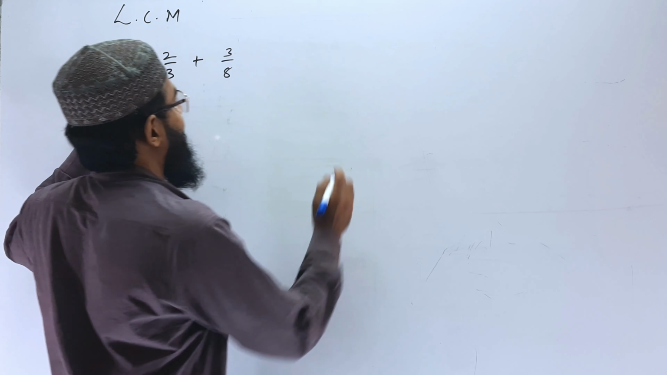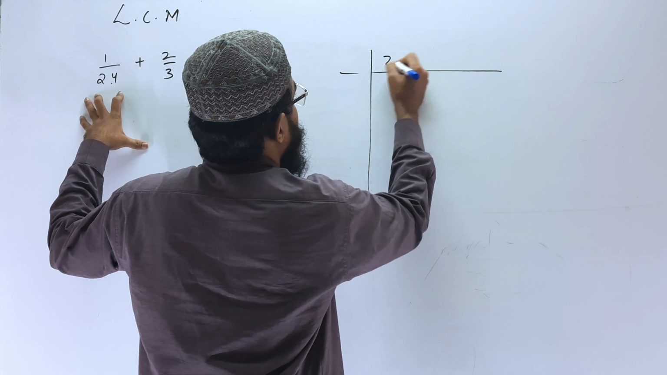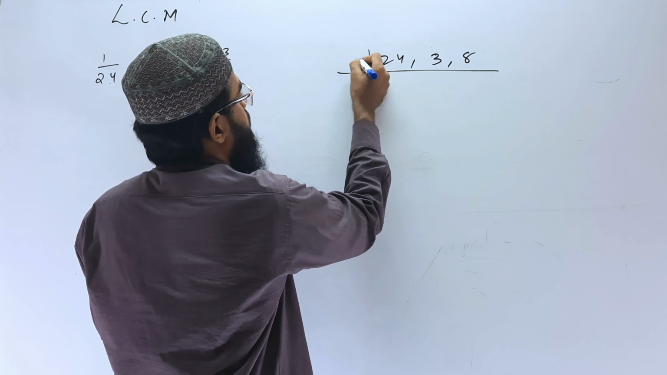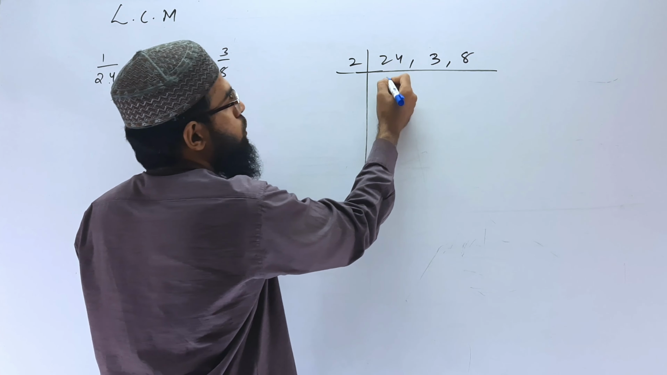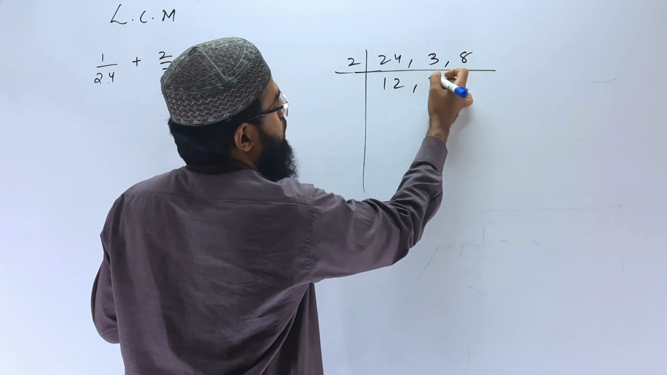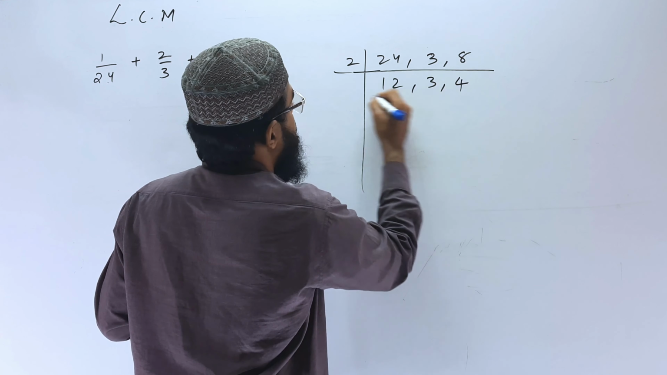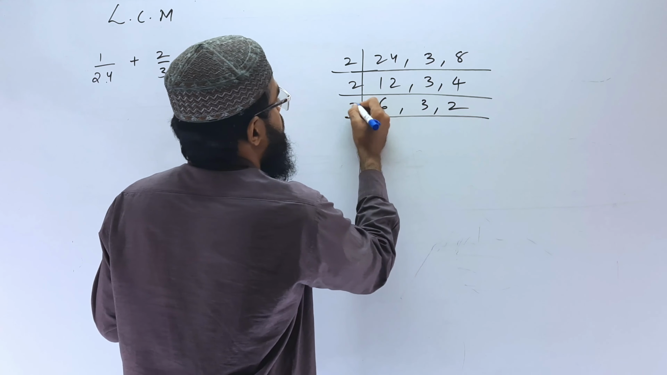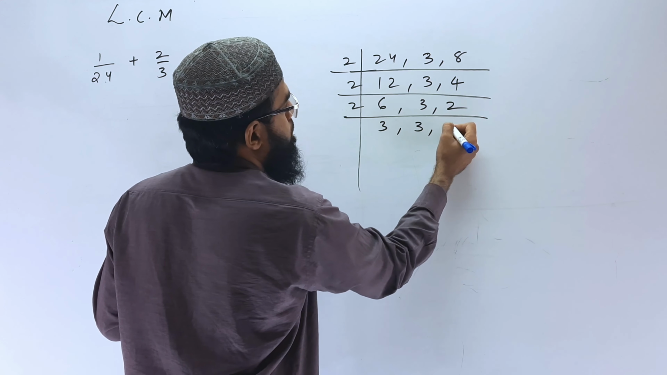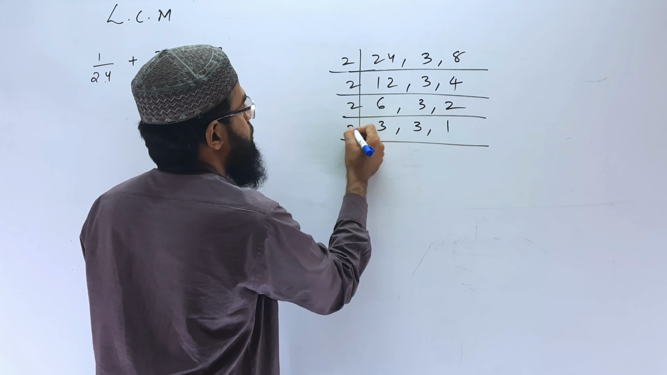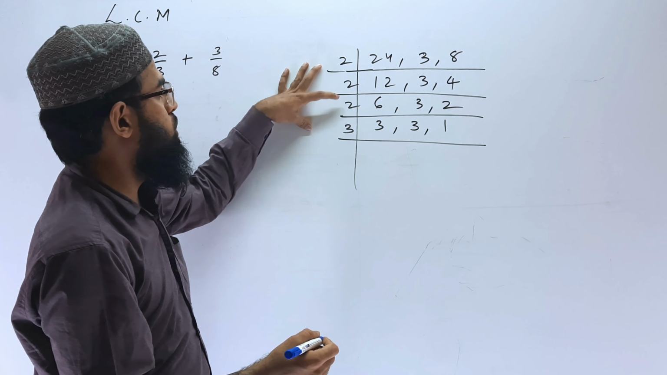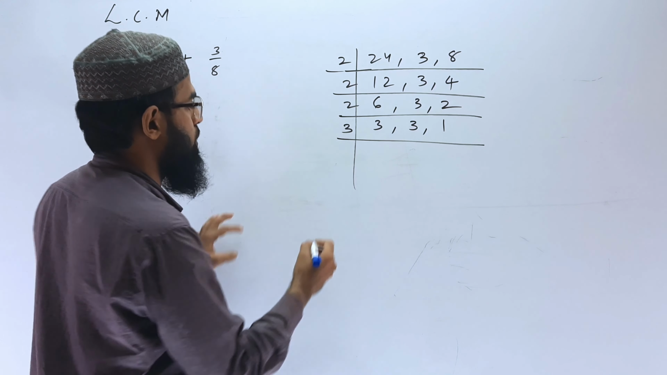How do the others do it? Let us see. They will take 24, 3 and 8. So the least number will be 2. 2 12s are 24, 3 as it is. 2 4s are 8, 2 6s are 12, 2 2s are 4, 2 3s are 6, 2 1s are 2. Next is 3. So they will multiply all this to get the LCM. So 2 2s are 4, 4 2s are 8, 8 3s are 24.